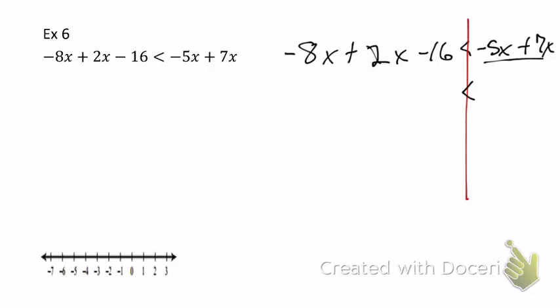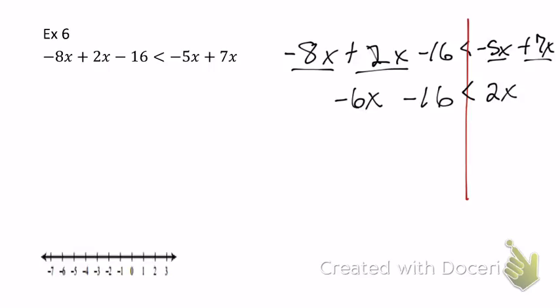So negative 5x and 7x, I'm going to start with that. Since these are like terms, I can just add the 2 numbers. So negative 5 plus 7 would be 2x. On the left side, we have negative 8 plus 2 would be negative 6x minus 16. Now we need our x's on the same side. So I almost always take the smaller x, so in this case the negative 6, to the other side.